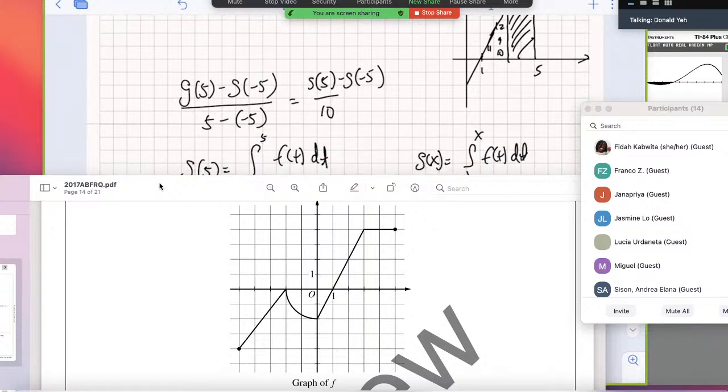Now I'm going to figure out what g of -5 is. So you're going to try to find out what the integral from 1 to -5 of f(t) dt is going to be, by looking at the graph.